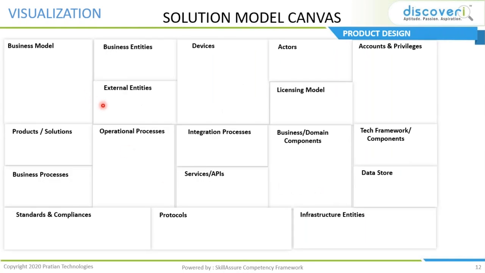So you can see this is the solution landscape or the solution model canvas, the first point. Typically we fill up all these things. What is the business model? What are the business entities we are going to have? Then what all devices we are going to consider? Like our solution should be for a mobile, for an iOS, or for a Windows system, or for a tablet, or whatever it is. What are the different actors, what is the licensing model, what should be the accounts and privileges for each of the users. All these things are decided in the solution landscape phase. What are the tech components we are going to use, all these things. So this is the first thing.